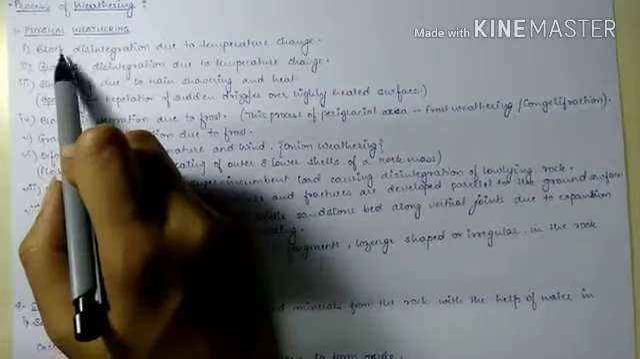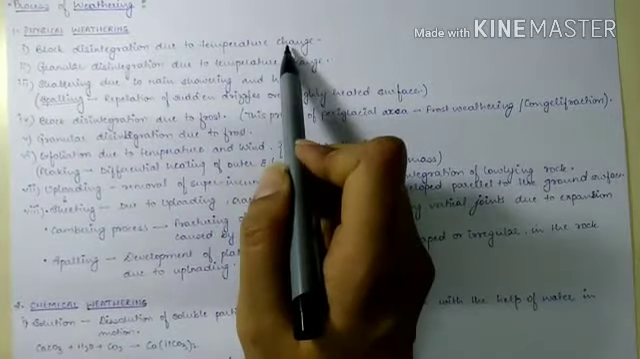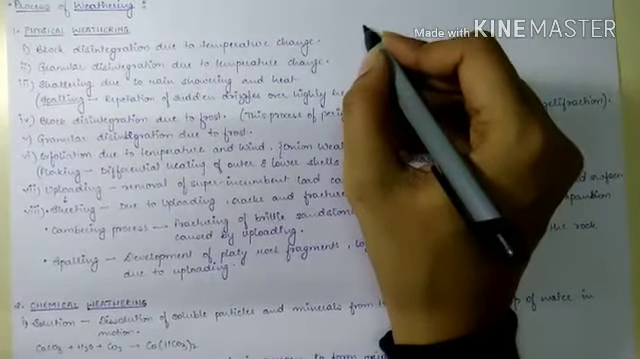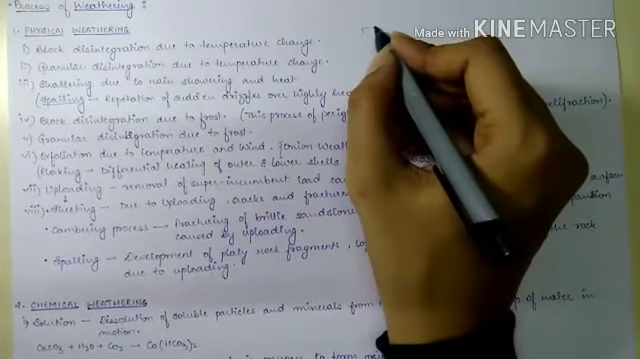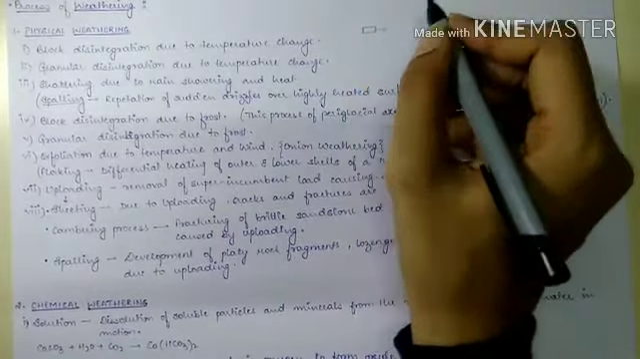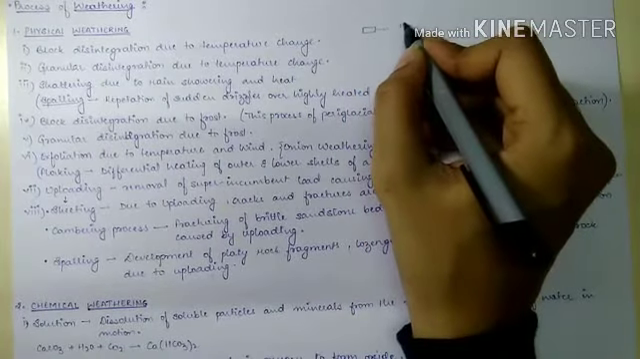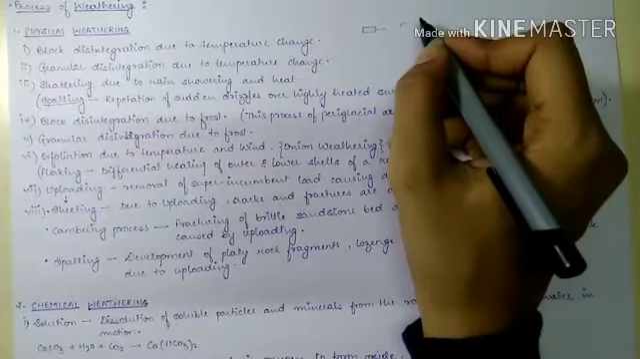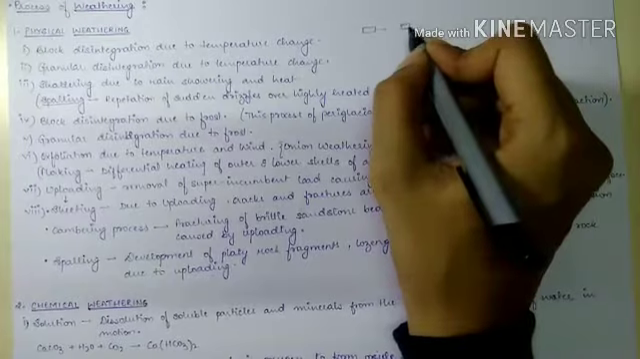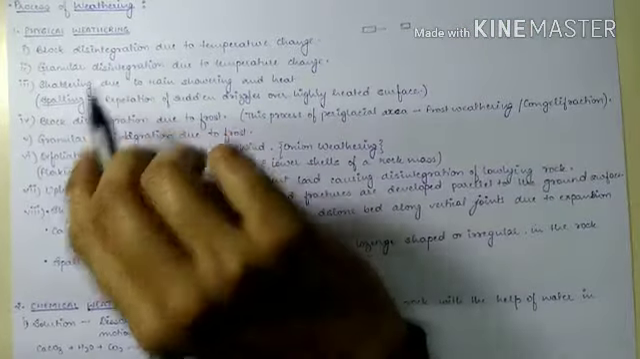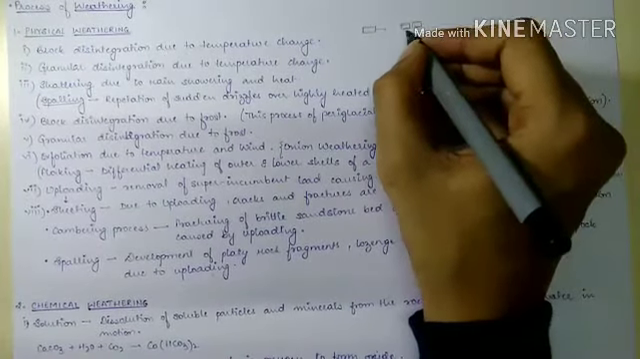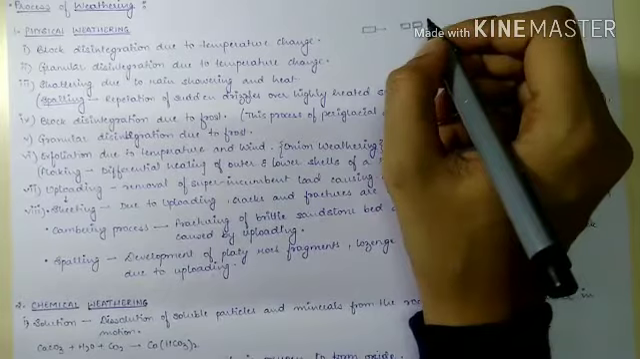So, block disintegration due to temperature change. Now what happens is, during the morning we get more insolation, because of which the rock expands, and during the night the atmosphere gets much cooler, because of which the rocks contract. So this expansion and contraction leads to disintegration of the rock, and when the rock disintegrates in blocks, it is known as block disintegration.